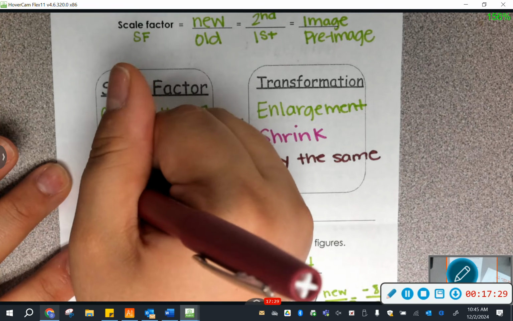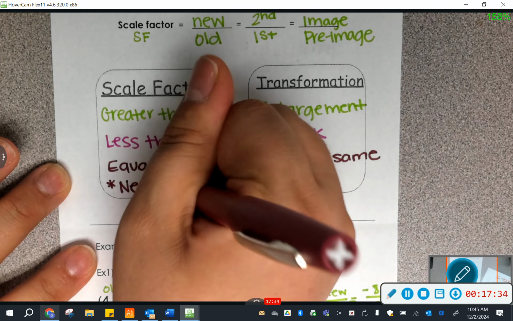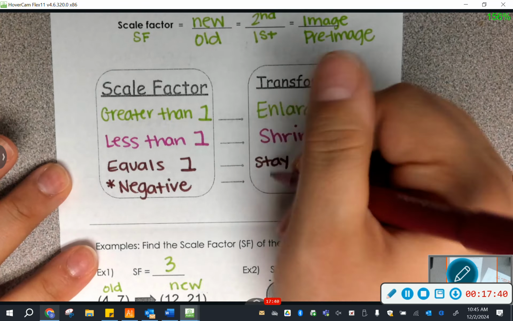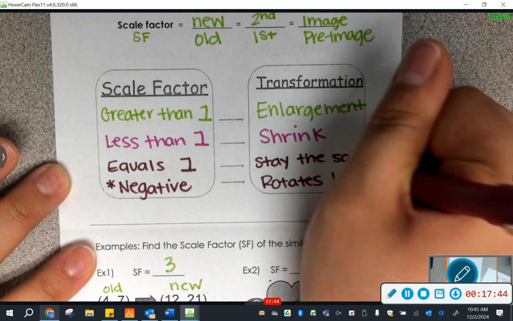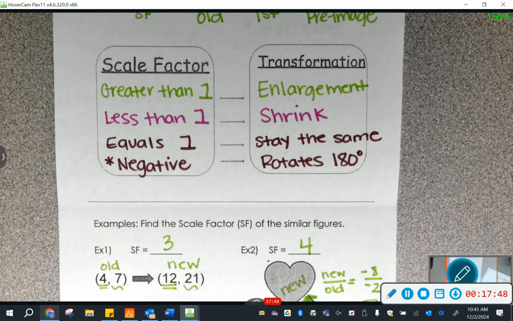There is a special case. A scale factor can be negative. We're going to deal with this more after Christmas break, but I just want you to write it down. If a scale factor is negative, it will rotate 180 degrees.